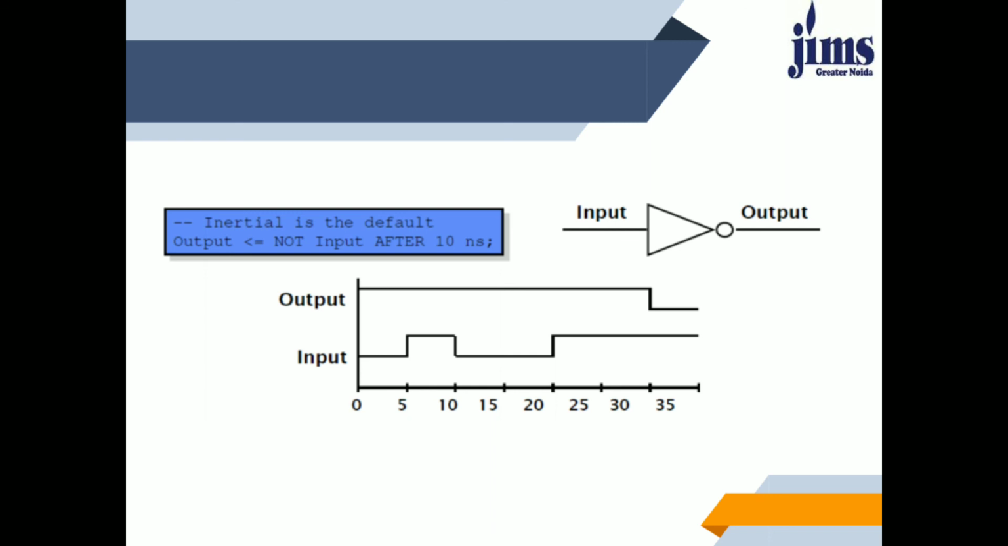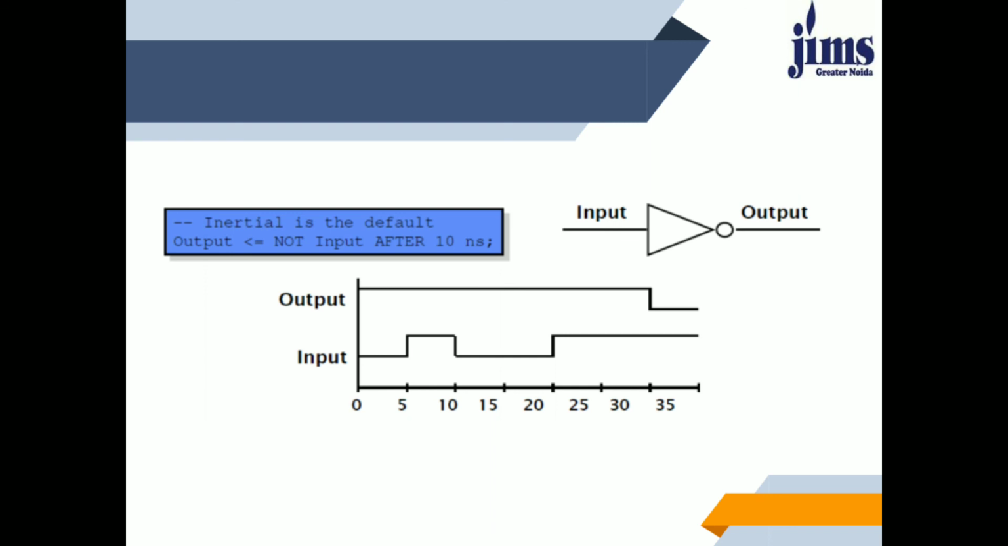In the inertial delay model, an input must be stable for a specified pulse rejection limit duration, so that this input value is propagated to the output after the specified inertial delay. If the input is not stable for the specified pulse rejection limit, then no output change takes place.